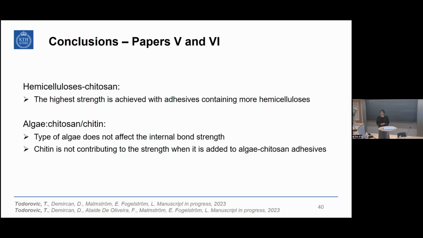So to conclude these two papers, when we used hemicellulose chitosan adhesives for the particle boards, they showed promising results, and the highest strength is achieved with more hemicelluloses in the adhesive. And with algae chitosan or chitin adhesives, the type of algae did not affect the strength, and chitin was not contributing to the strength of the adhesive or the board when it was added to algae chitosan adhesives.